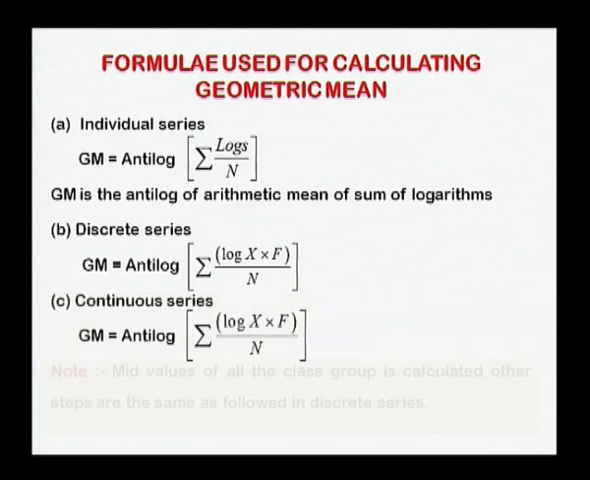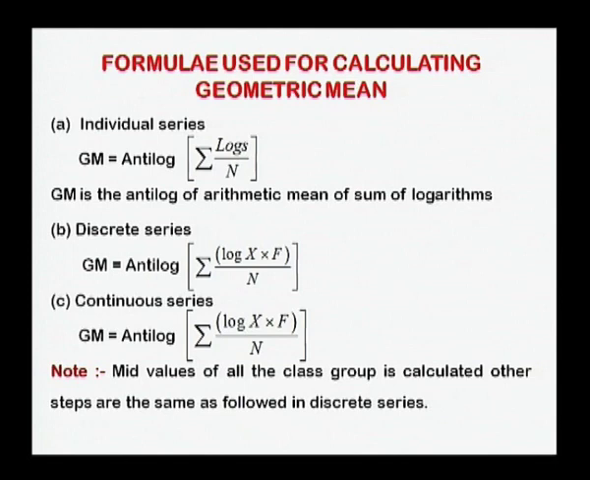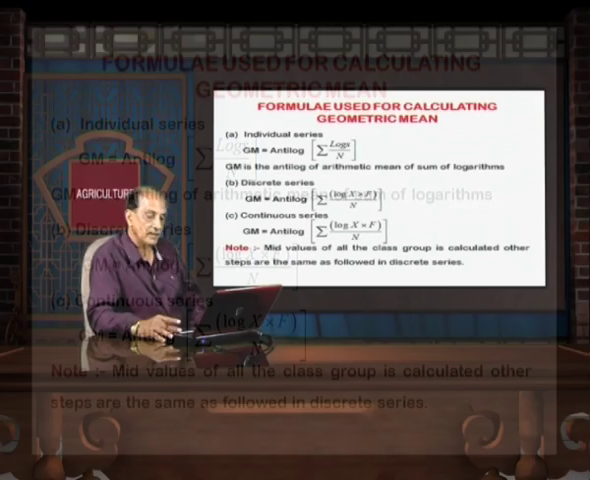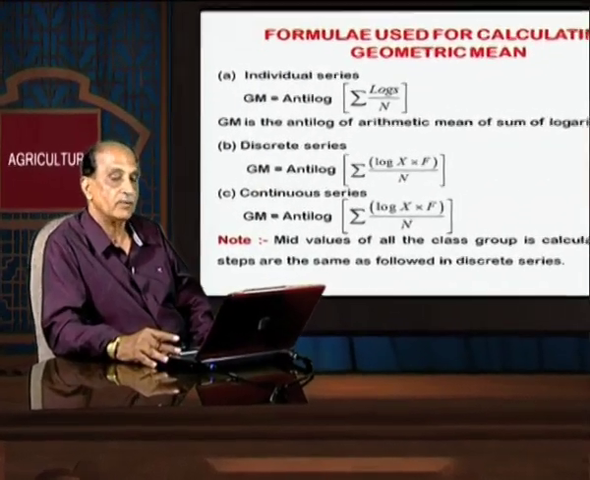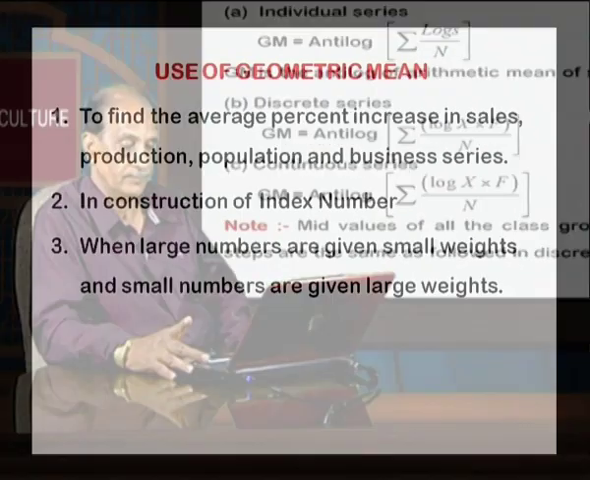In case of continuous series, we calculate the geometric mean by application of this formula. Geometric mean is equal to antilog of summation of log x multiplied by f, divided by n. Now, in this connection, this note is very important. Mid value of all the class groups is calculated. Other steps are the same as followed in discrete series. So, we can say that in case of continuous series, we are required to calculate mid values so that we can calculate the geometric mean.